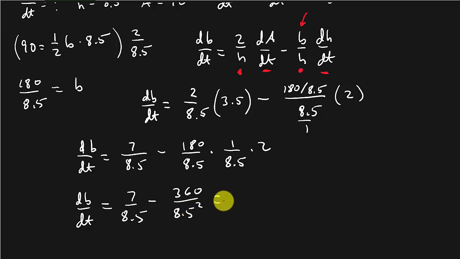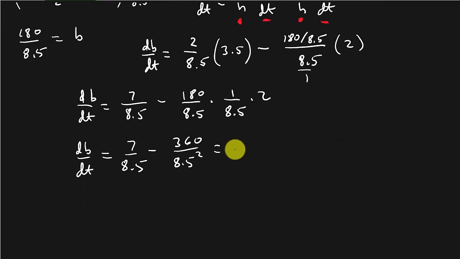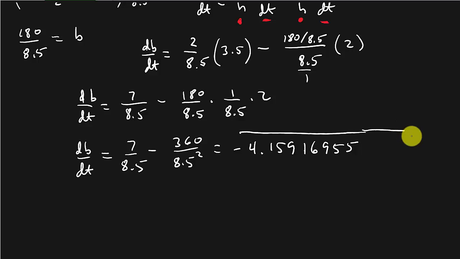And when I plug that into my calculator, I'm going to get negative 4.1591695, and that will be centimeters per minute. So the base is actually decreasing.